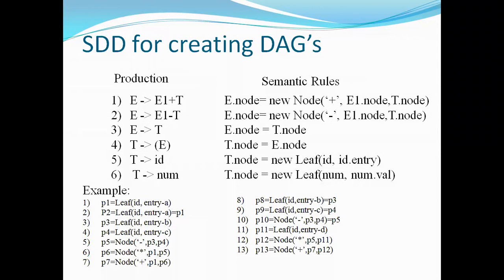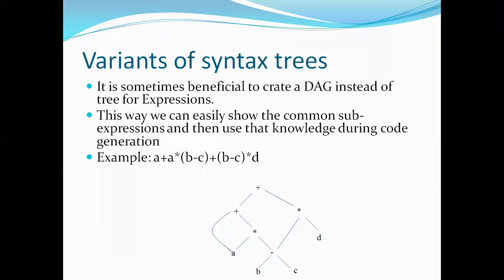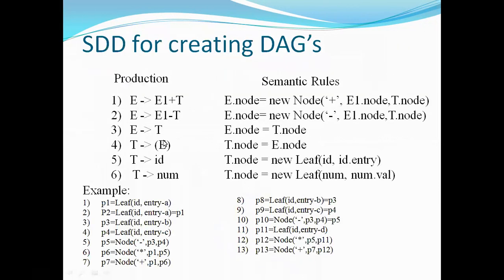P1 is equal to, from the expression, by using the semantic rules. I need to represent an expression like this: a plus a into b minus c plus b minus c into d, right? I need to generate this expression by using the semantic rules from the productions.